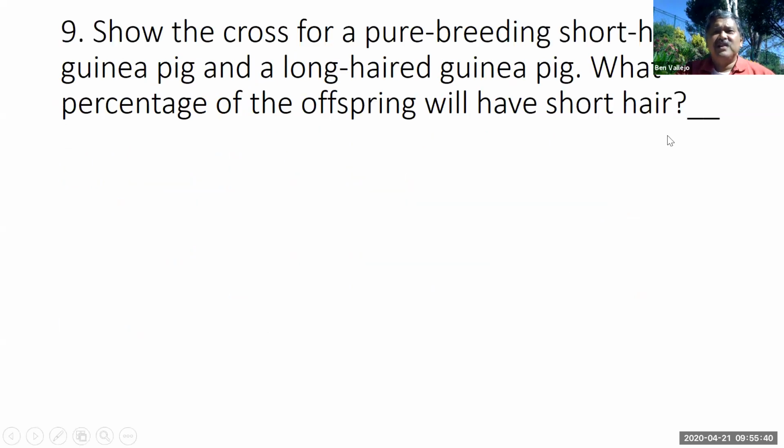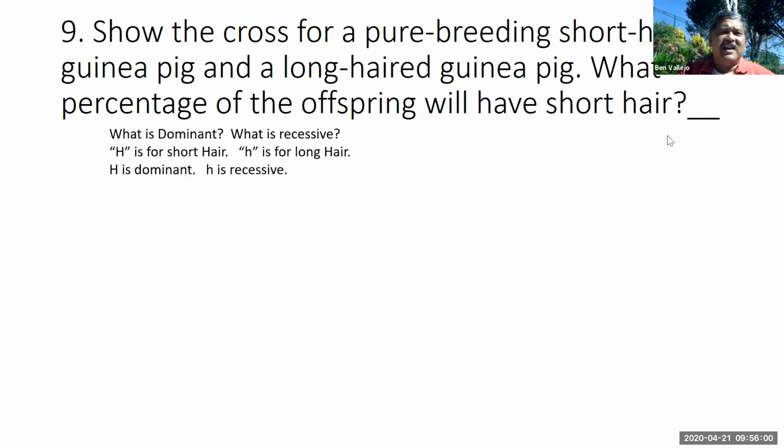But if we take a look at this question, it is a continuation of question number 8. Show the cross for a pure breeding short-haired guinea pig and a long-haired guinea pig. What percentage of the offspring will have short hair? So you have a pure breeding short hair, which is big H, big H, and a long-haired guinea pig, which is little h, little h. Now, how do they do that?